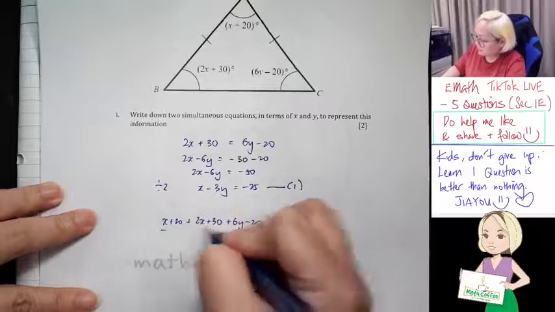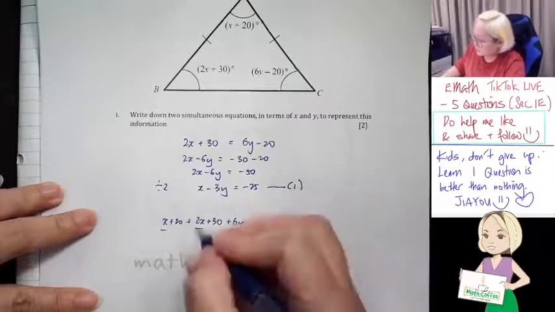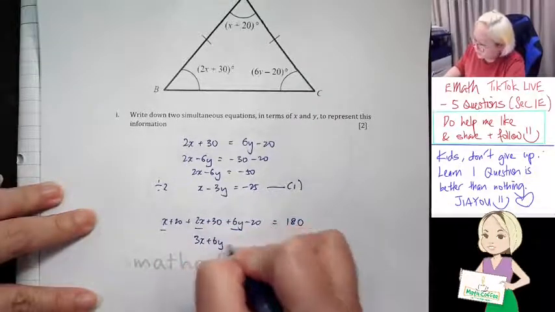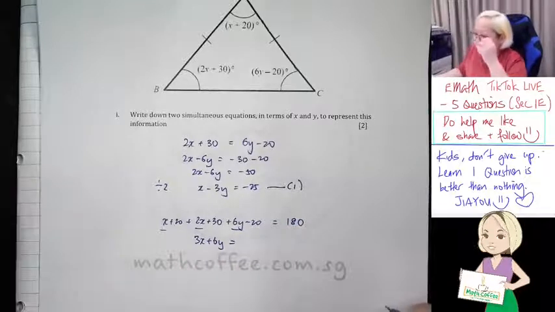So let's simplify. This one will give me 3x plus 6y equals to, wow, Chloe, you so fast, subscribed already.